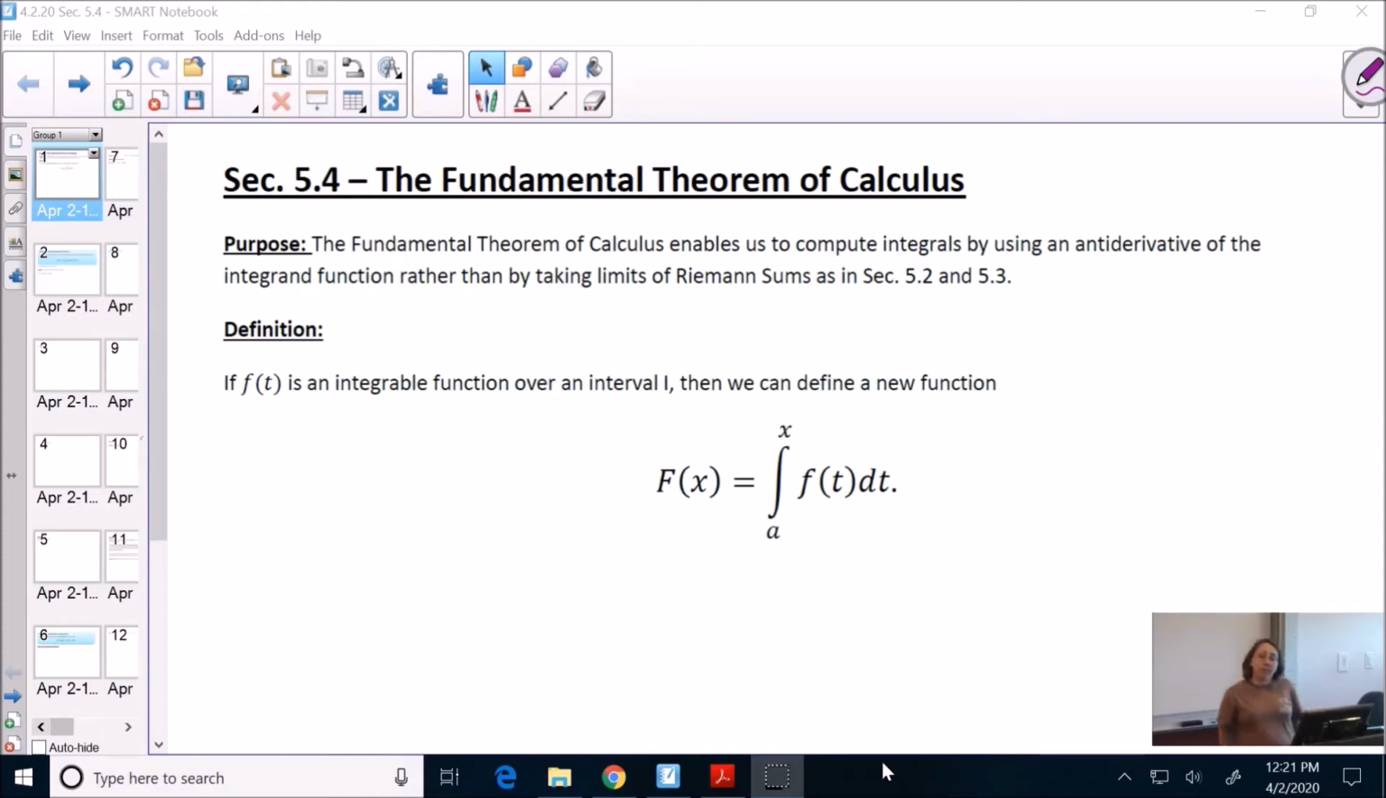This is called the Fundamental Theorem of Calculus. So we're going to take antiderivatives and integrals even further now. The purpose: the Fundamental Theorem of Calculus enables us to compute integrals by using an antiderivative of the integrand function rather than by taking limits of Riemann sums. So we're trying to avoid Riemann sums here, which is what we did in 5.2 and 5.3.